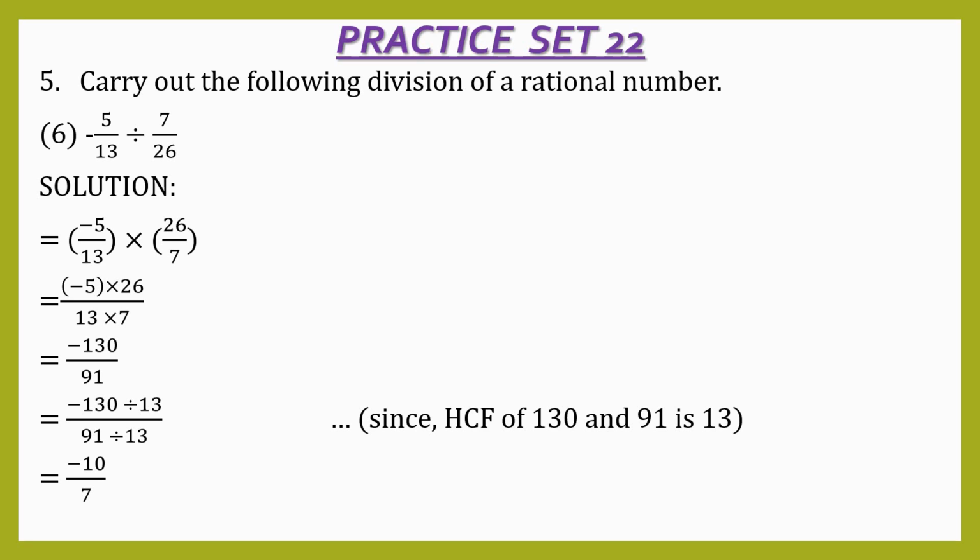Now again, this can be reduced further. So what we are going to do is, we are going to take the HCF of 130 and 91. So the HCF of 130 and 91 is 13. So we are going to divide numerator and denominator both with 13. So this will become minus 130 divided by 13 upon 91 divided by 13. Now minus 130 divided by 13 will be minus 10 and 91 divided by 13 is 7. So this will become minus 10 upon 7.